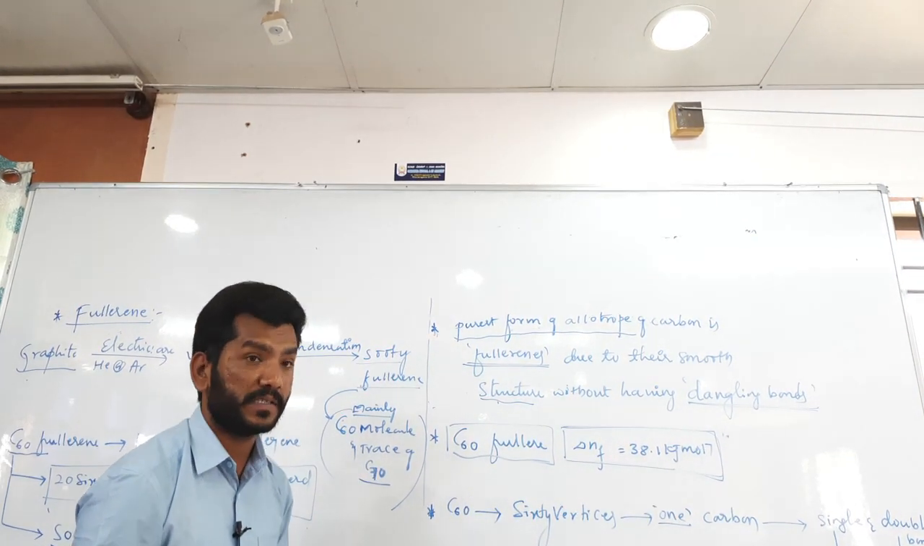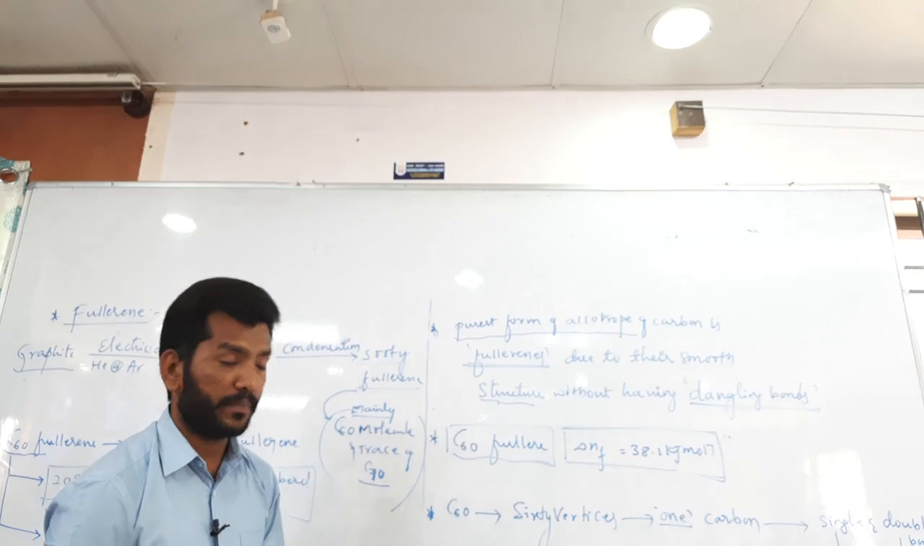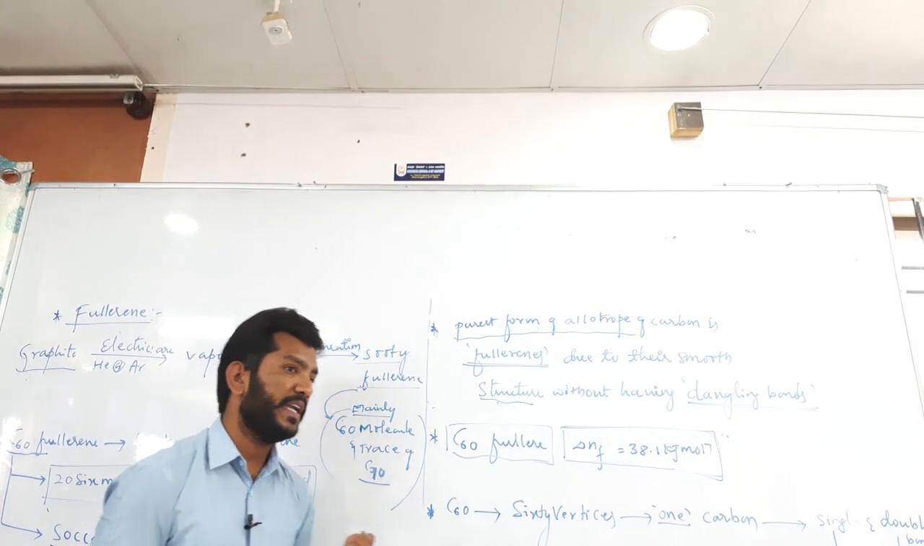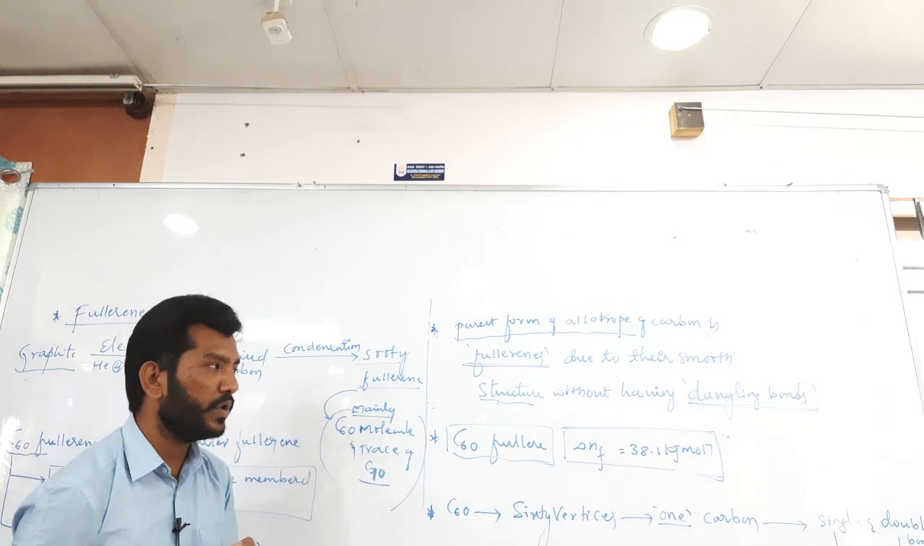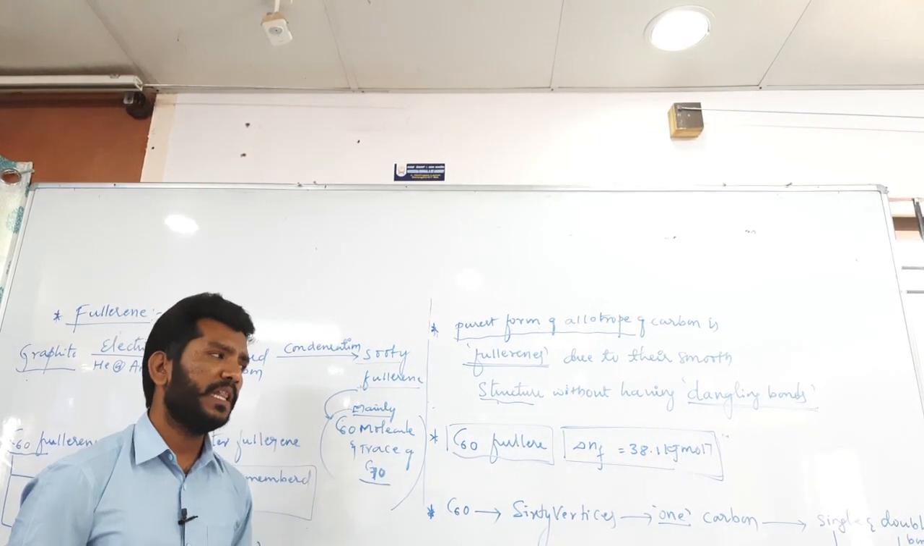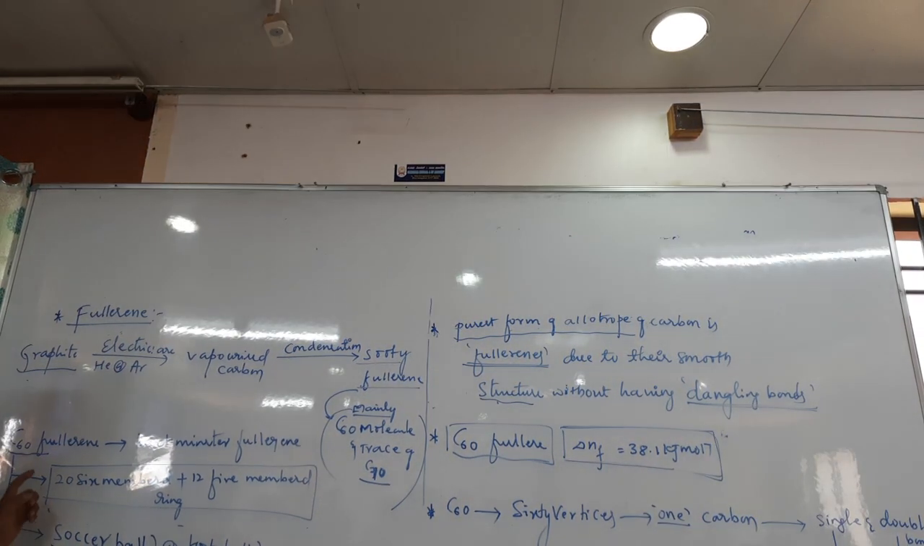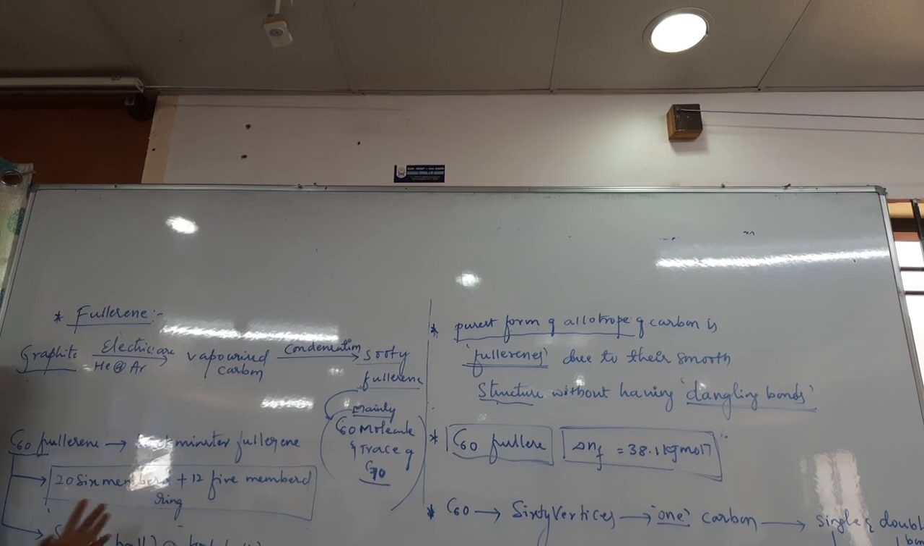With respect to C60 fullerene, we should always know this much information. Okay, so now what about C70 fullerene, what we can know regarding C70 fullerene. By the way, how it is composed: you can see that C60 fullerene has been composed of 20 six-membered rings and 12 five-membered rings, right? But C70 has 25 six-membered rings and 12 five-membered rings. Okay, so 25 there, here it is 20.